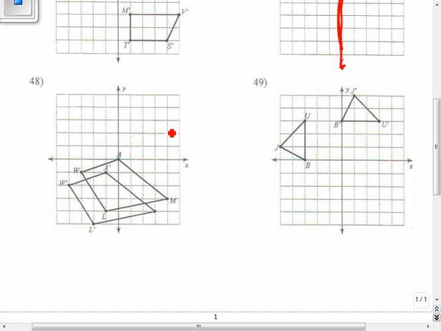Okay, on 48, did the vertices switch position? Yeah. They switched location, but did they switch relative position? No, they stayed in the same orientation to one another. So that means we're not dealing with reflection. What are we dealing with here? We're dealing with a translation.